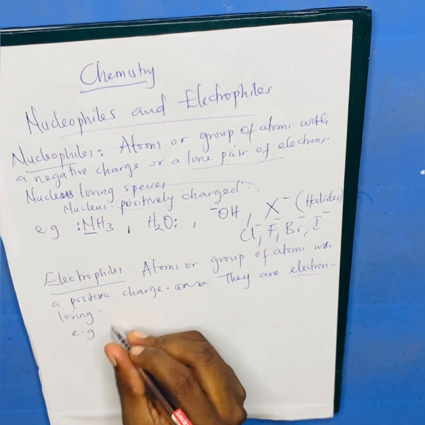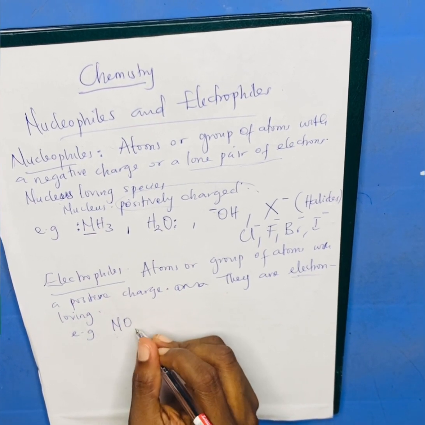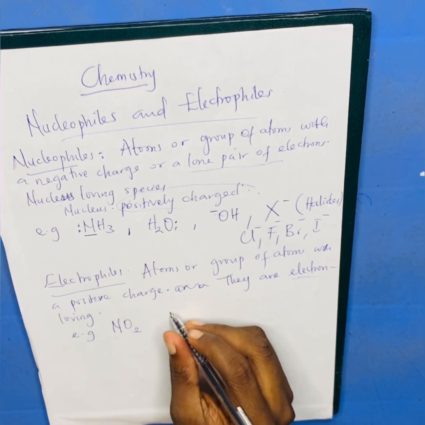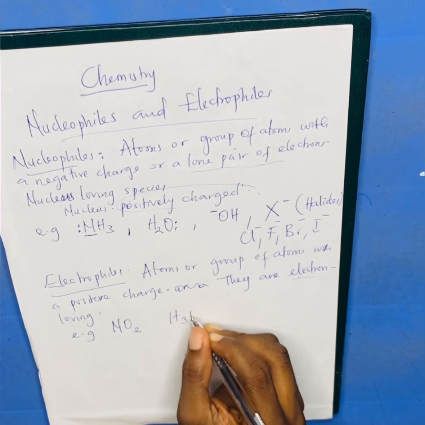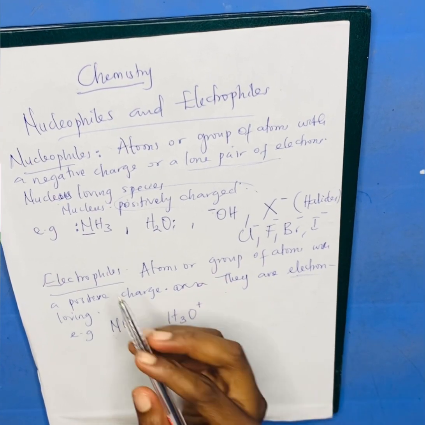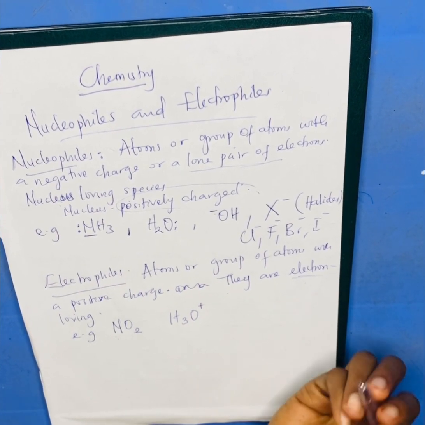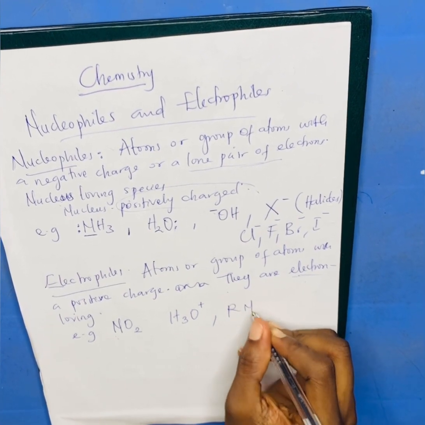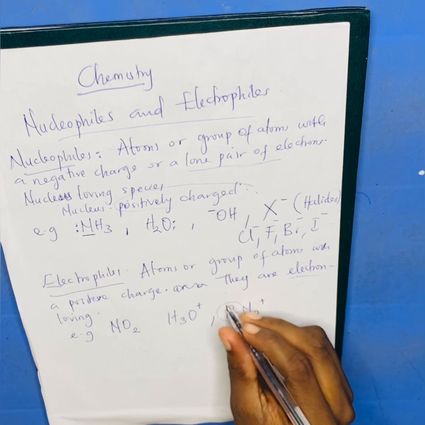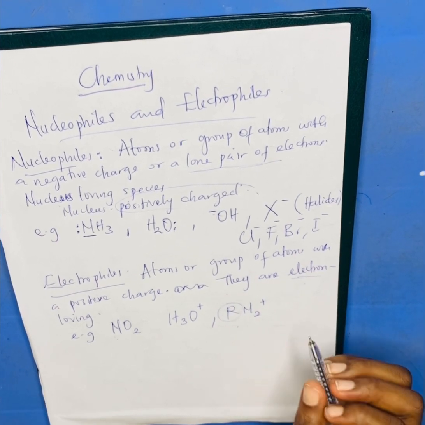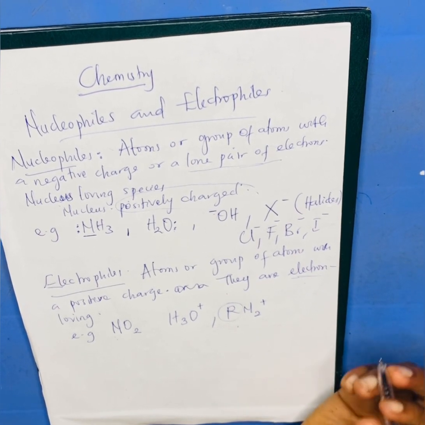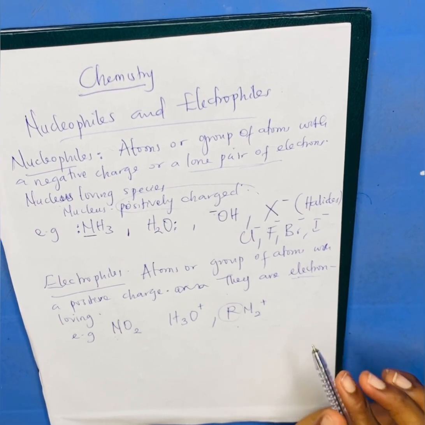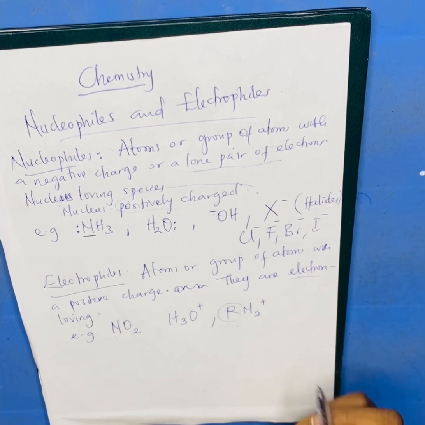We have NO2, we have H3O plus. This is positively charged, so it will be attracted to electrons, hence it is called an electrophile. We have R N2 plus, where R is an alkyl group that we've explained in previous videos. You can do well to check them out if you are still confused. All right, so this is also an electrophile.